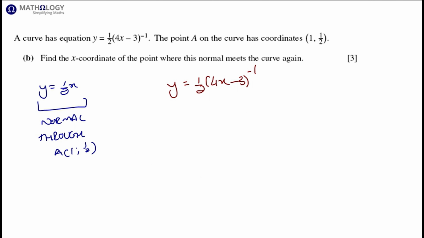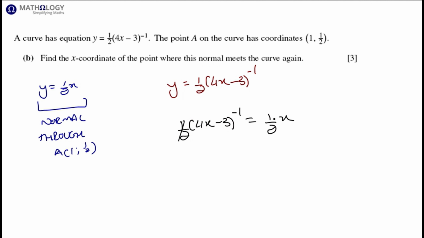Next, we're required to find the x coordinate of the point where this normal meets the curve again. So anytime you want to find points of intersection, you equate two functions to each other. It's as simple as that. So we have y = 1/2 x, which is the normal, and y = 1/2 times (4x - 3)^-1. That is the curve. So we're simply going to equate these two functions now and solve for x.